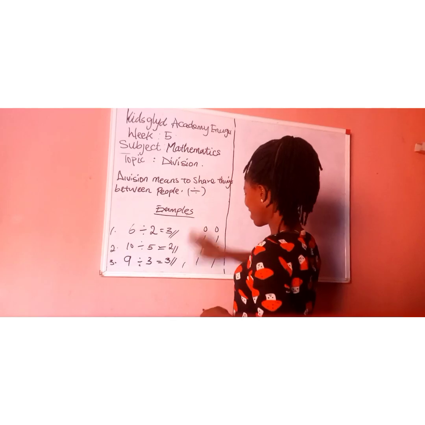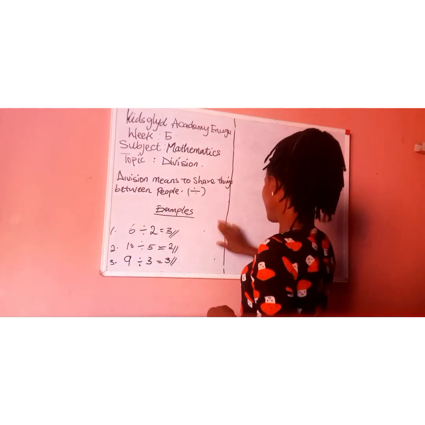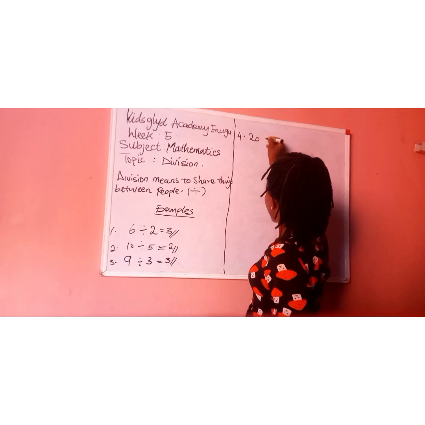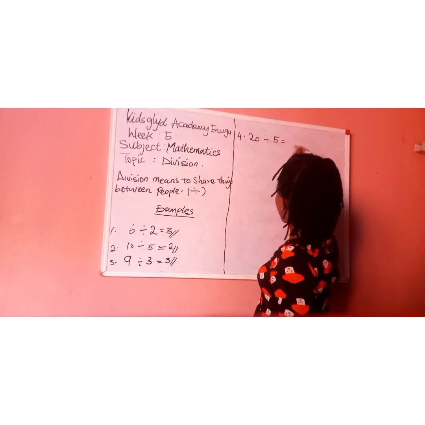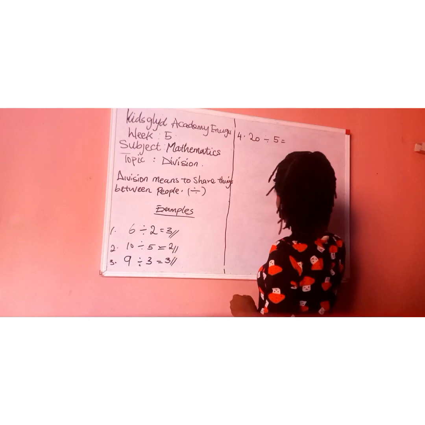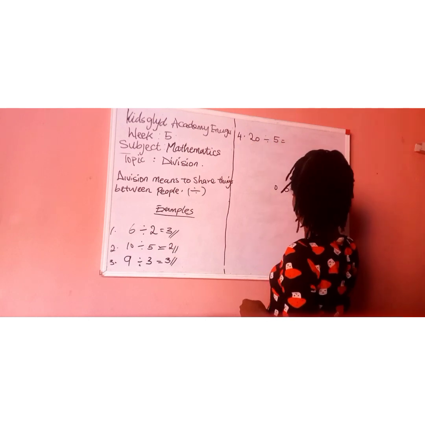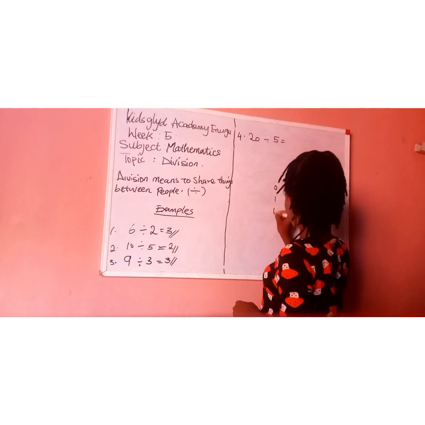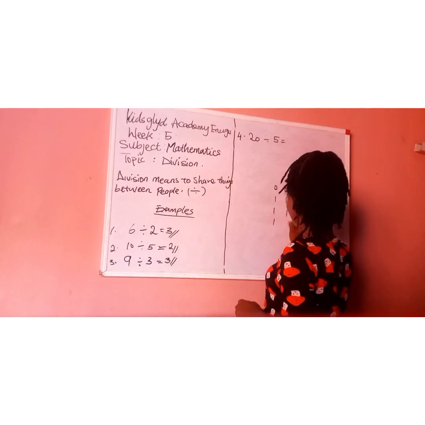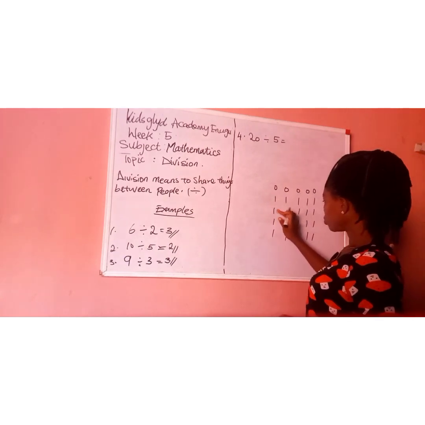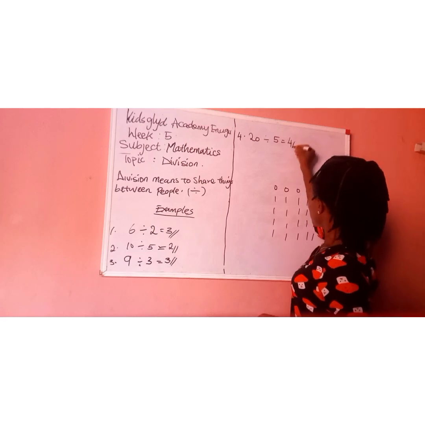Simple, do it. Now we have our number 4. Example 4. Divided by 5 is what? You draw 5 heads. These 5 people are sharing 20. You start your division. 1, 2, 3, 4, 5, 6, 7, 8, 9, 10, 11, 12, 13, 14, 15, 16, 17, 18, 19, 20. So how many does each person get? 1, 2, 3, 4. Your answer is 4.